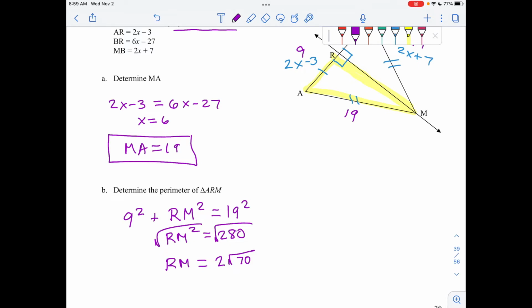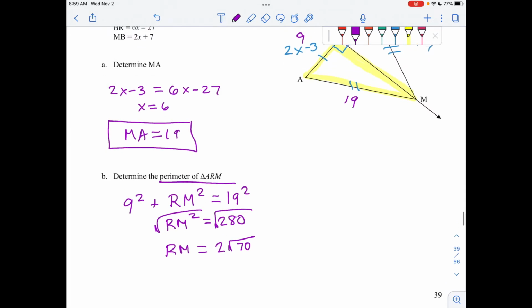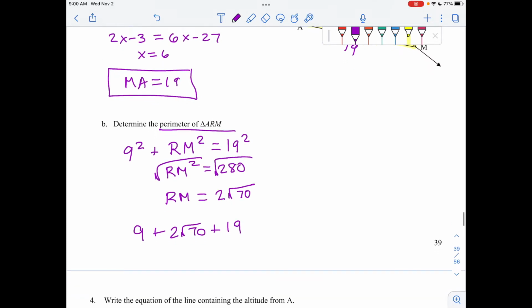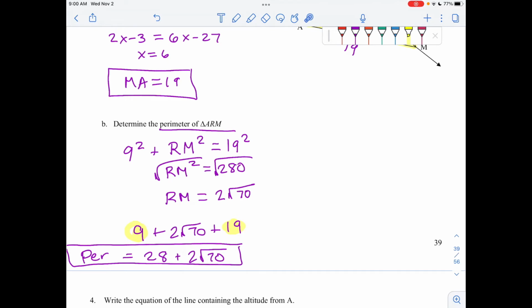But that wasn't what it asked me. It asked me for the perimeter. So to do my perimeter, I need to add up the 3 sides. The 3 sides are 9, 2 root 70, and 19. And I can only combine my like terms, 9 and 19. So that gives me 28 plus 2 root 70 as my final perimeter. Now, because this didn't specify, it would be okay if you had typed this into your calculator and given your answer as a decimal.